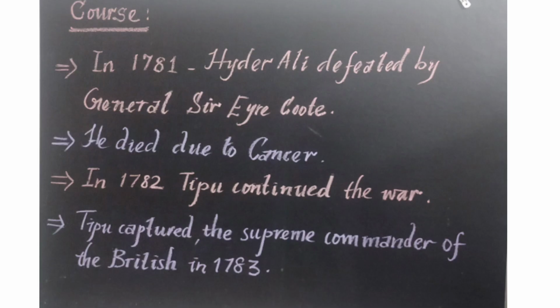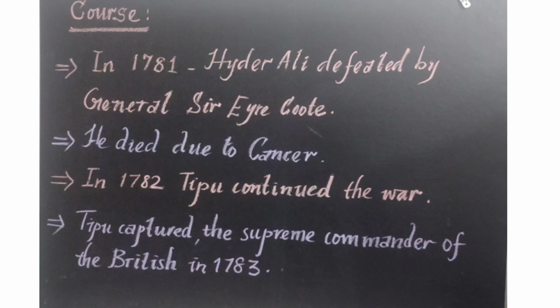Let us see the course of the Second Anglo-Mysore War. In 1781, the British General Sir Eyre Coote defeated Hyder Ali at a place called Porto-Novo. Hyder Ali seems to be defeated at first. The Mysore forces suffered another defeat at Solinger. So in two places, at Porto-Novo and Solinger, the British defeated Hyder Ali's forces. And in the meantime, Hyder Ali suffered from cancer, so he died. The British may have thought that with Hyder Ali's death, the war came to an end.